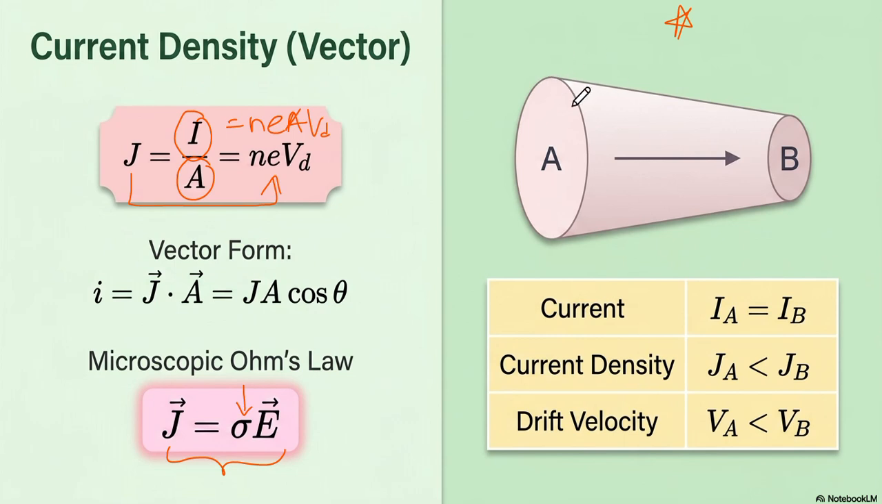You can see that here is a non-uniform cross section area. At both the points A and B, the important thing is that current remains constant. There is no change in the current. Whatever current is here, the same current will be here. There is no change in the current, but the remaining things will change. Current density and drift velocity will be different in a non-uniform cross section, but the current remains the same. So this is the important point.